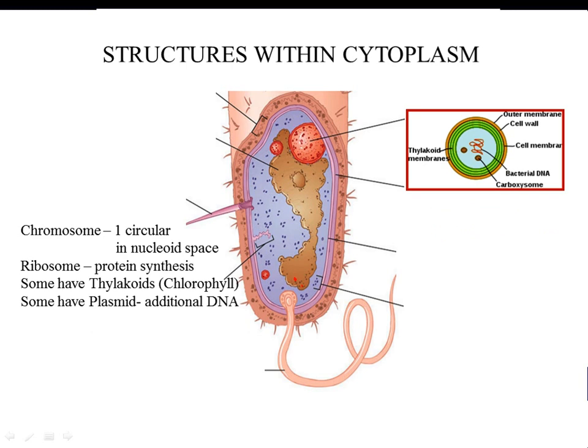Okay. Some bacteria have additional pieces of DNA called plasmids. Okay? A plasmid is not the cellular DNA. A plasmid would be another circular piece of DNA that would be within the cell. Okay? But it's not the cellular DNA.